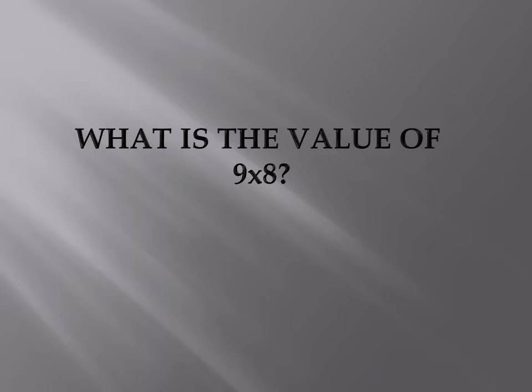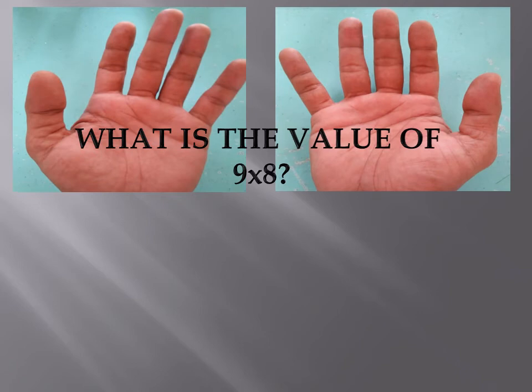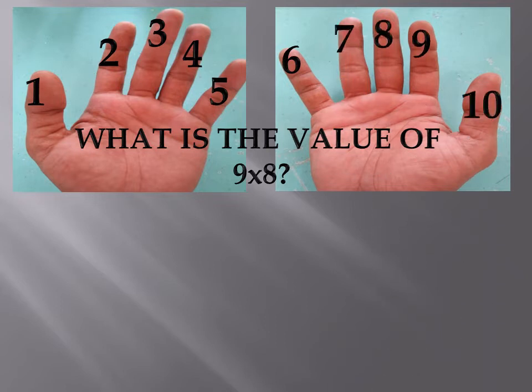For the second example, what is the value of 9 times 8? Again, placing our two hands together, let us count from 1 to 10. Let us start counting with our left hand. We have 1, 2, 3, 4, and 5 for the left hand. And then we have 6, 7, 8, 9, and 10 for the right hand.